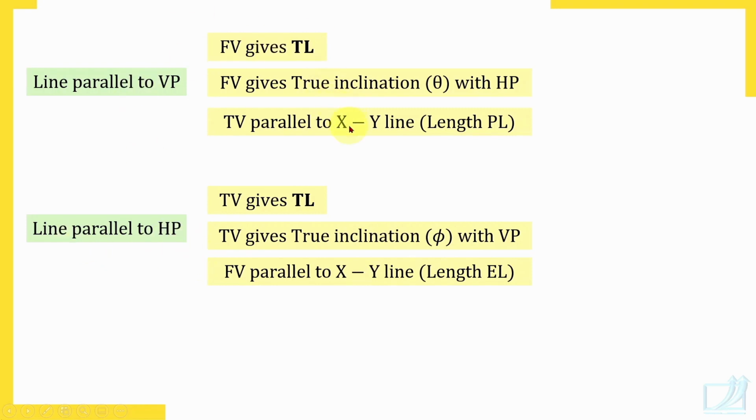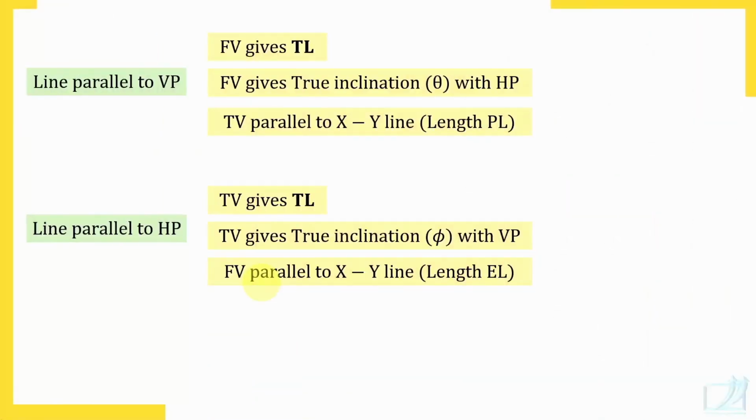Also, remember these combinations. Front view is true length, then top view is parallel. If top view is true length, then front view is parallel. Very important. So if the front view is true length, then the top view is parallel to XY line. If the top view is true length, then the front view is parallel to XY line. Remember, a true length view is always associated with a parallel view. True length front view is always associated with parallel top view, or true length top view is always associated with parallel front view. Remember that.